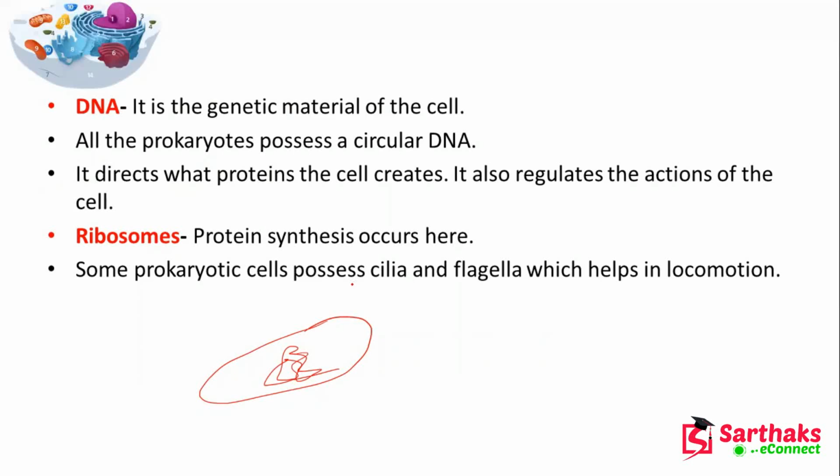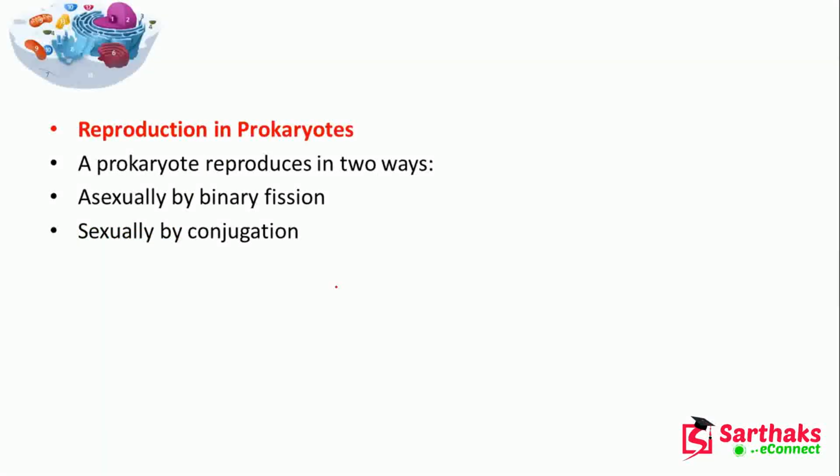Now the ribosome, protein synthesis occurs here. Some prokaryotic cells possess cilia and flagella, which help for moving here and there, that is, for locomotion.